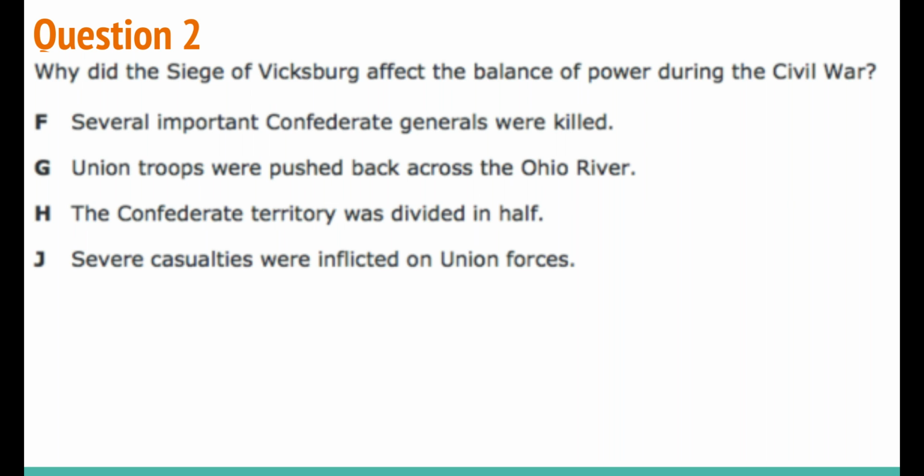What was the significance, the outcome of the siege of Vicksburg? It completed what plan? That's right, the Anaconda Plan, Winfield Scott's Great Snake. So the answer is H, they divided the Confederacy in half.